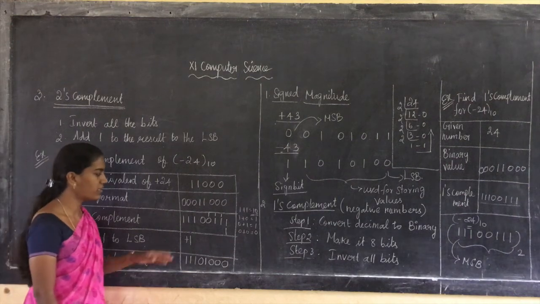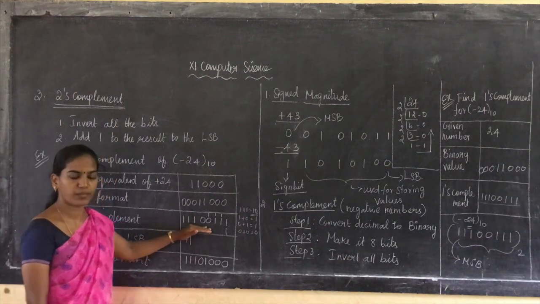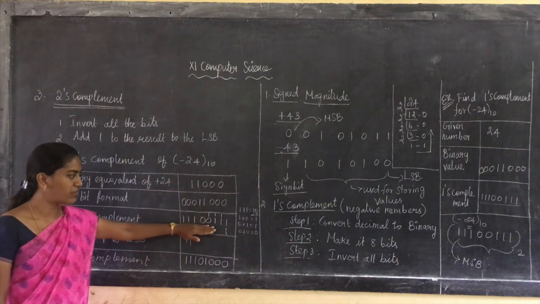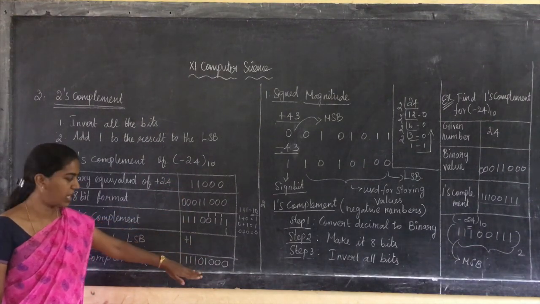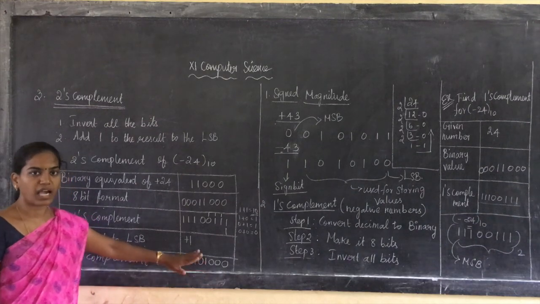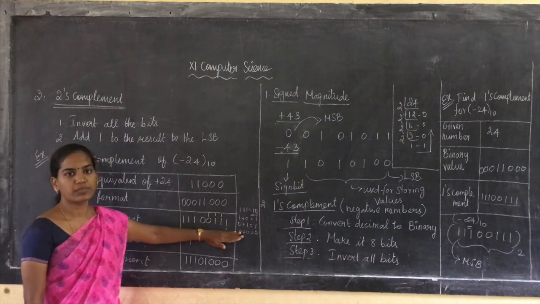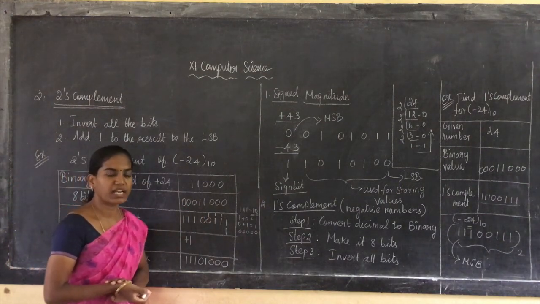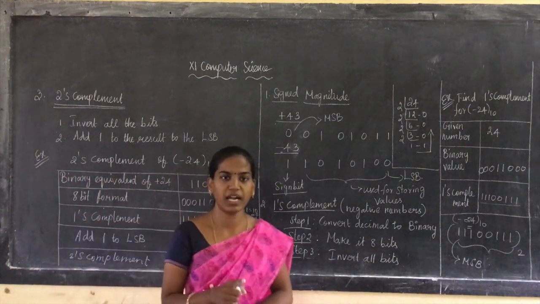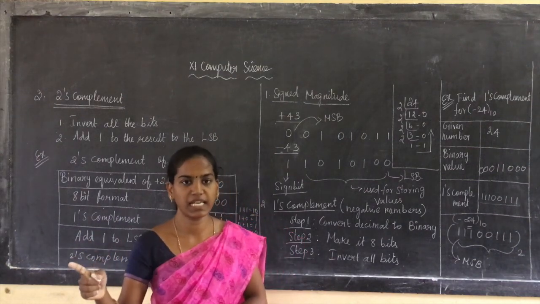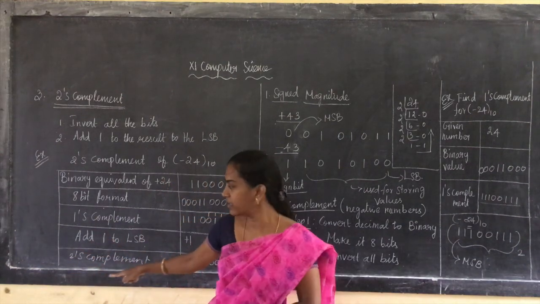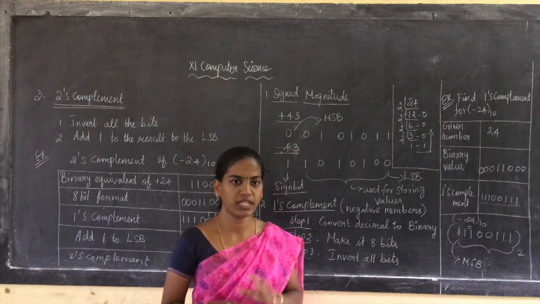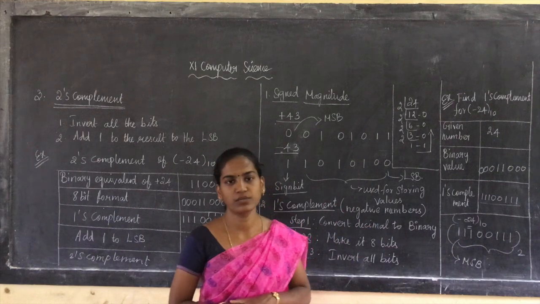After the 1's complement, in the third step, you have to add one more step and find the answer. Just add one to the LSB of the 1's complement result. So to the 1's complement value, you add one from the LSB and write the answer. Okay, so this is about sign magnitude numbers, 1's complement and 2's complement.